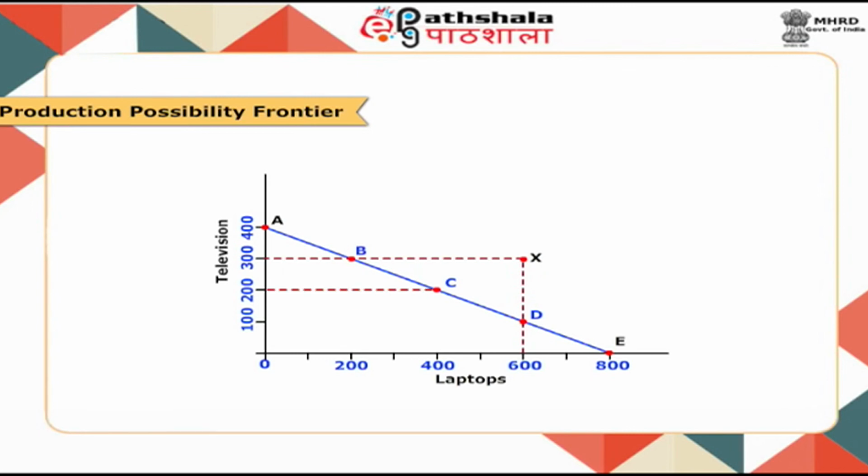Also, any point under the curve, like at production possibility point Y, where the economy is only producing 200 units each of televisions and laptops, shows that the economy has not fully utilized its resources, which again violates the assumption that the economy should utilize all its resources and there shall be no leftover.